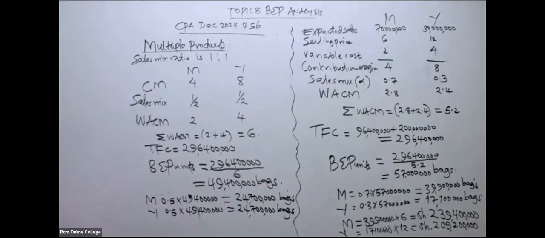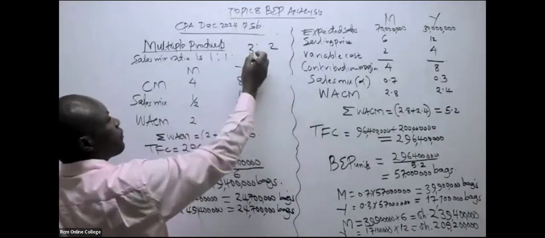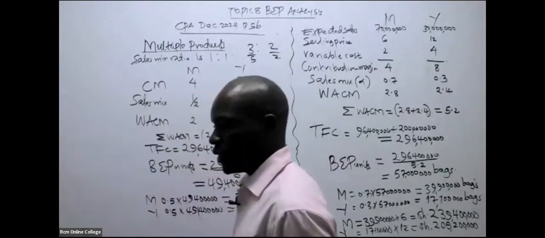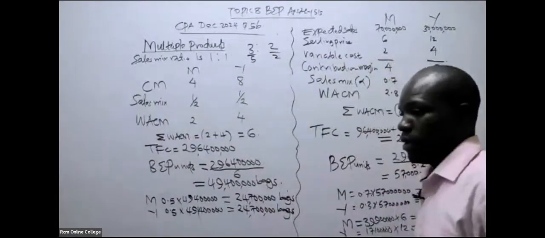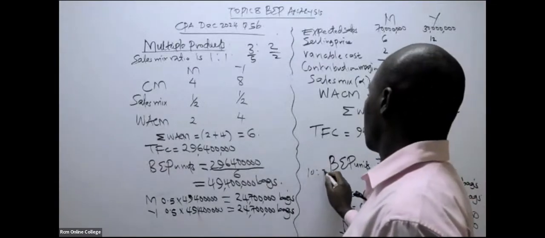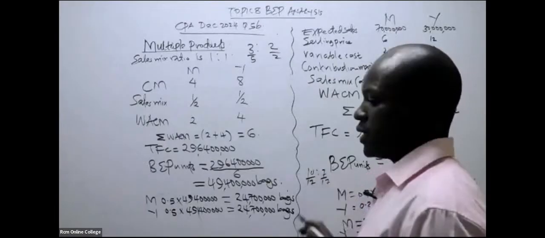Good. Can we get it in shillings? Can we get it by a ratio like 3:2? If it is 3:2, 3 plus 2 is 5, so 3/5, 2/5. That is it. If it is 10:7, 10 plus 7 is 17, so 10/17, 7/17. Just like that.